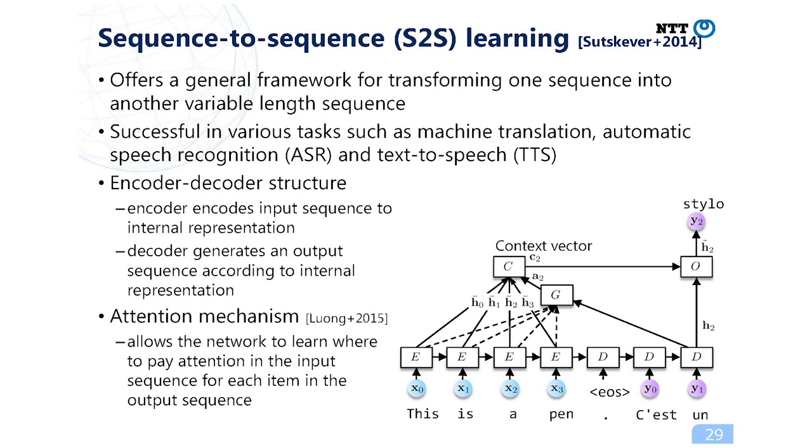So it can be problematic when it comes to longer sentences. So to overcome this limitation, a mechanism called attention has been introduced, which allows the network to learn where to pay attention in the input sequence for each item in the output sequence.